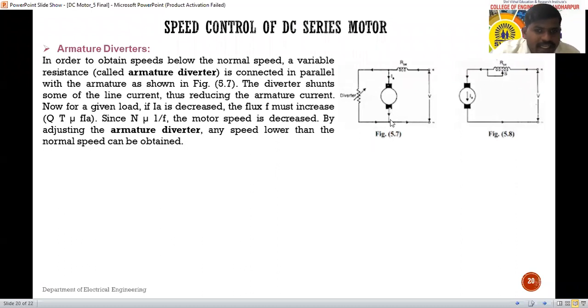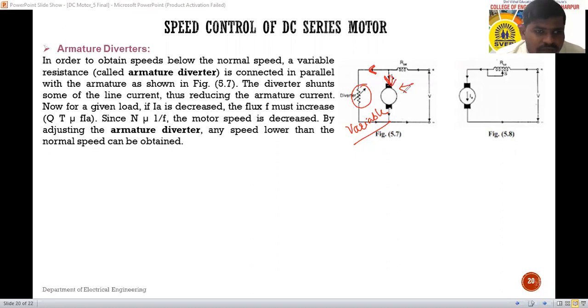There are two techniques for connecting an armature diverter. This one is the armature, and in parallel with the armature we connect a variable resistance. This variable resistance is connected across the armature. By varying this resistance, we increase the current flowing through this diverter circuit, so that the current flowing through the armature is reduced.